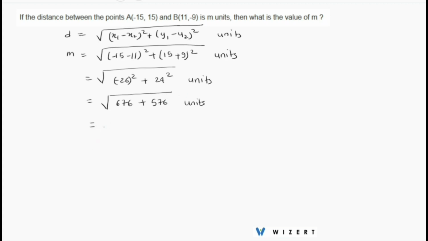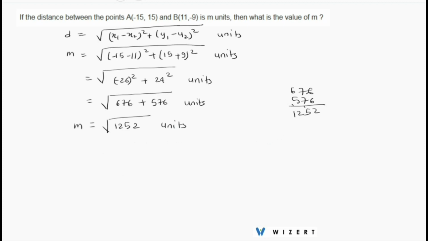So we get, let's see, 676 plus 576. We have 6 plus 6 is 12, 7 plus 7 is 14 plus 1 is 15, 6 plus 6 is 12. We have 1252 units, square root of 1252 units.